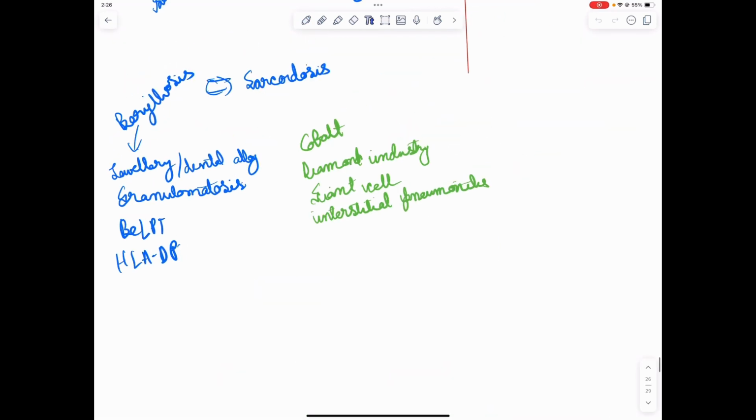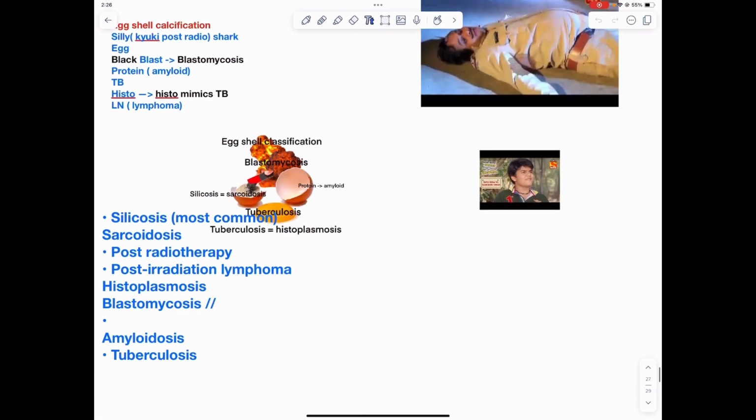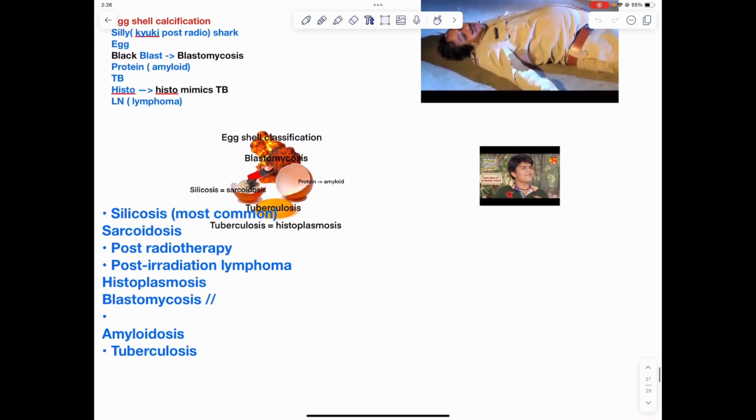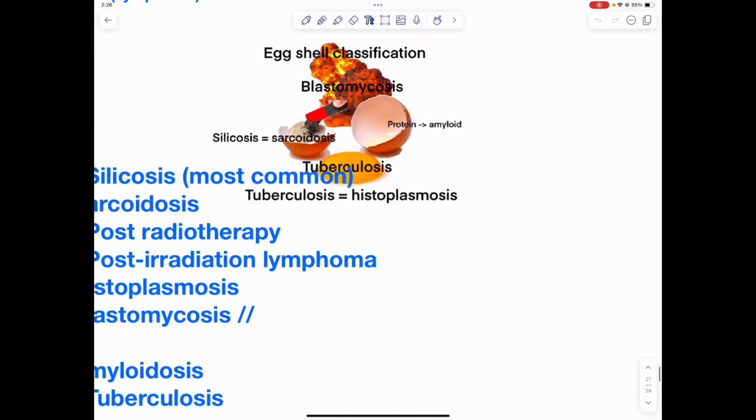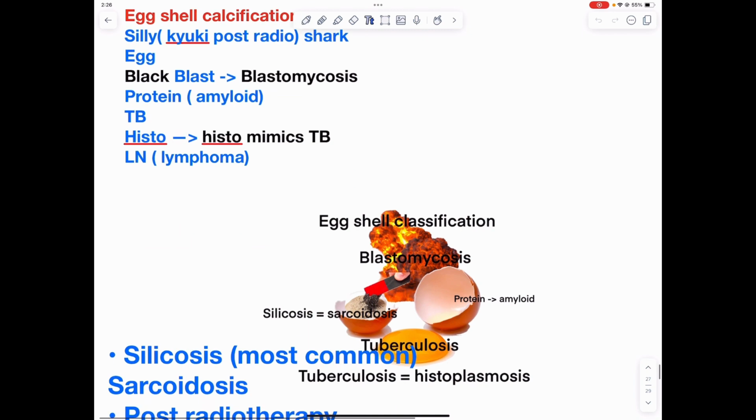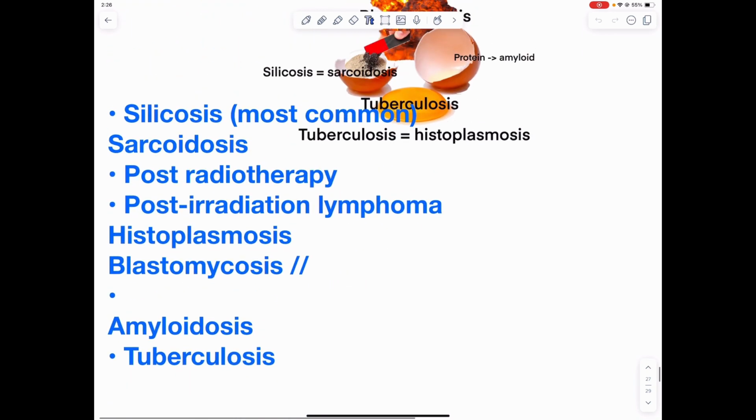Now we move towards egg shell calcification. See, normally remember, what are the situations when we get egg shell calcification? That is silicosis, most common, sarcoidosis, post radiotherapy, post irradiation lymphoma, histoplasmosis, blastomycosis, amyloidosis, tuberculosis.